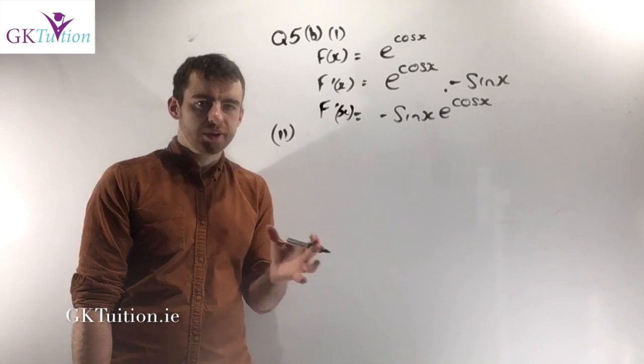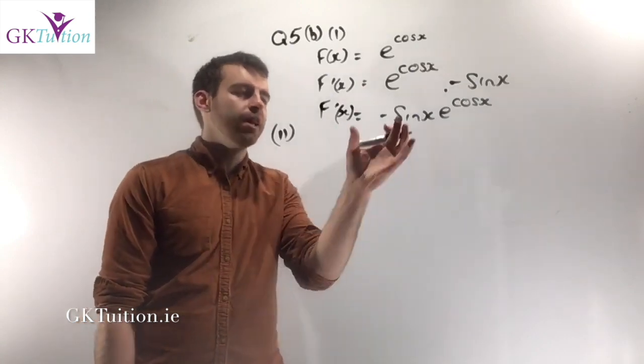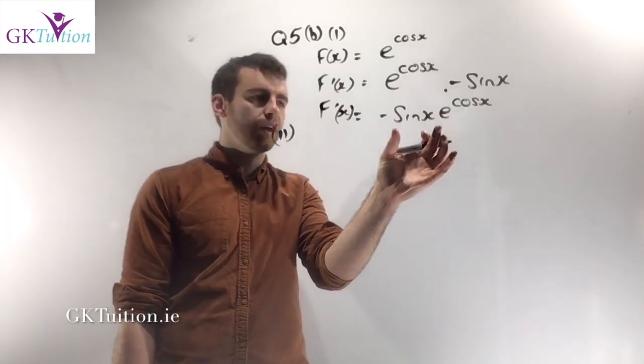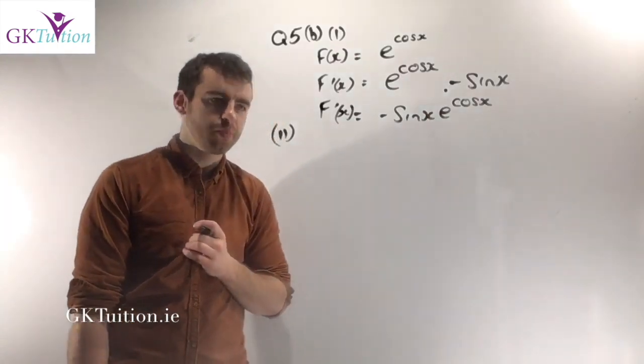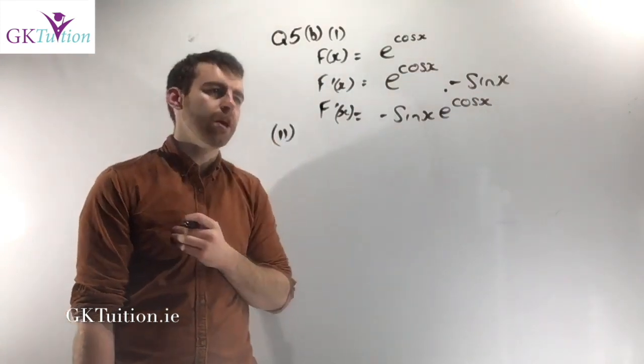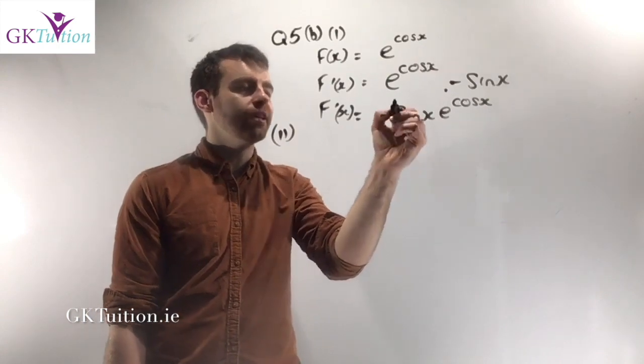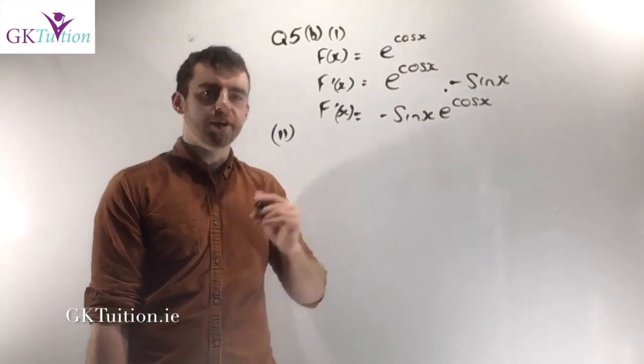There's no product rule in integration on the Leaving Cert course, so from the stuff that we've studied, it is impossible for you to integrate sine x e to the cos x. Unless we go backwards, unless we use B part 1. If the derivative of e to the cos x is this, I know that if I integrated my answer, I would end up back where I started.